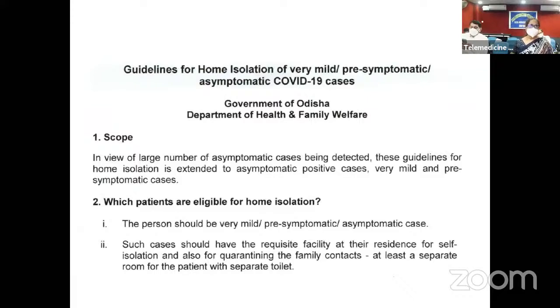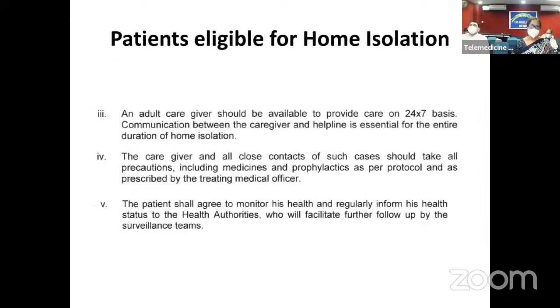So what are the guidelines? Number one is the scope. In view of the large number of asymptomatic cases being detected, these guidelines for home isolation have been made. Which patients are eligible? The person should be very mild, pre-symptomatic, or asymptomatic. Such cases should have the requisite facility at their residence for self-isolation and also for quarantining the family contacts, at least a separate room for the patient with a separate toilet.